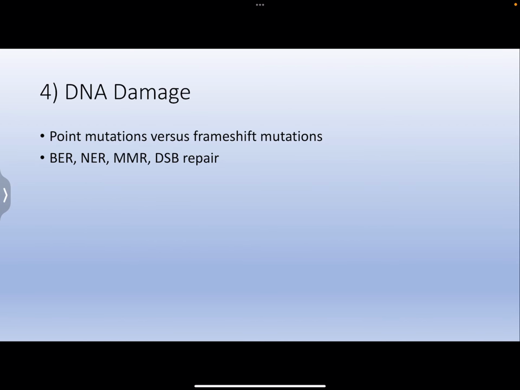All right, DNA damage. We're going to talk about the different types of point mutations, how point mutations vary from a frameshift mutation, and then the types of frameshift mutations that we can have. There are basically like 4 categories of DNA damage, and therefore there's like 4 categories of DNA damage repair: base excision repair, nucleotide excision repair, mismatch repair, and then double-strand break repair.